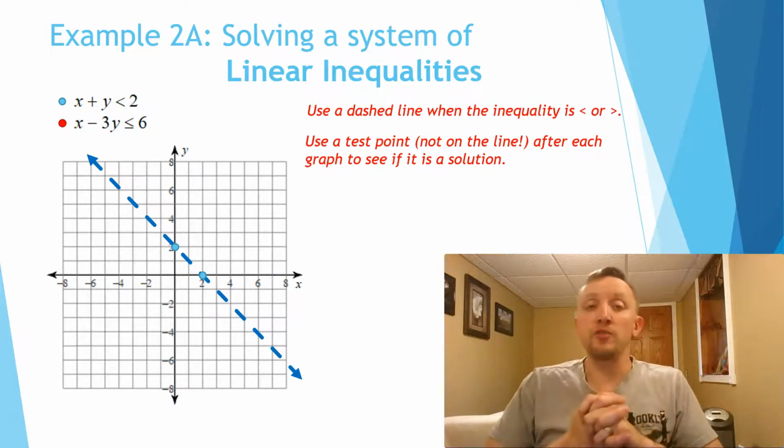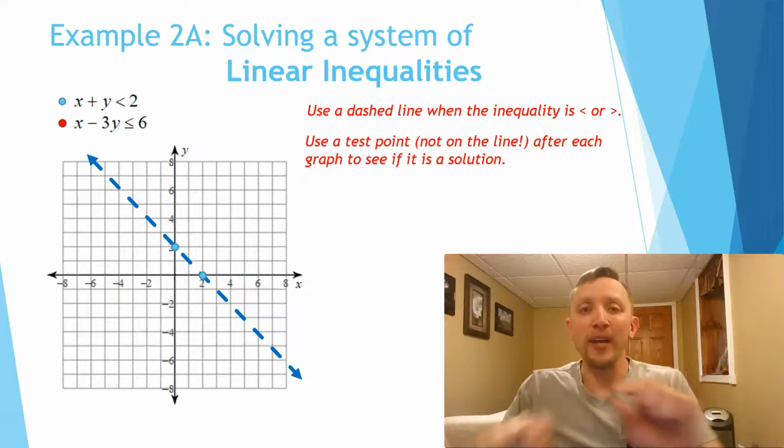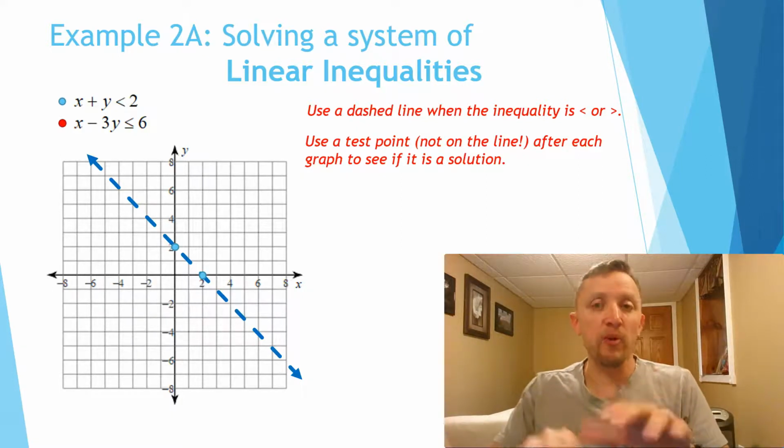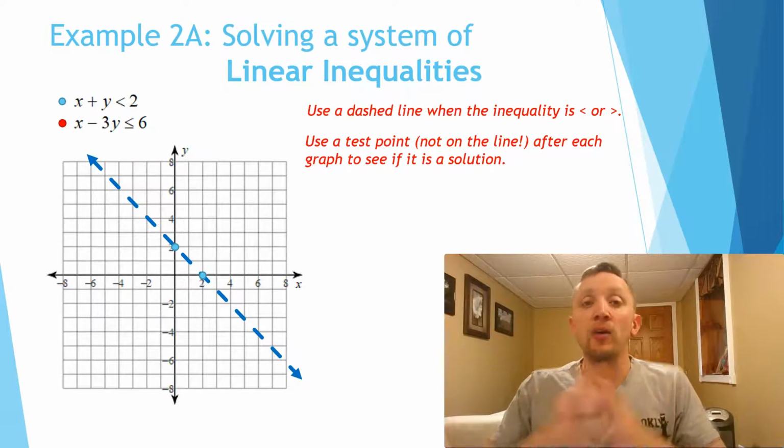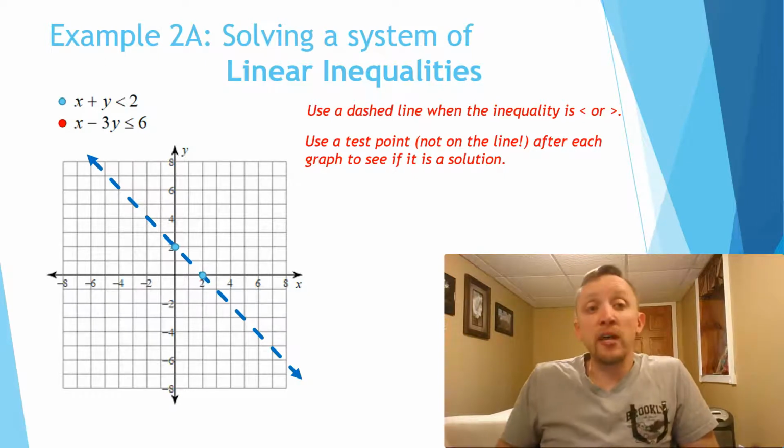Well, to figure that out, just use a test point. Pick any point not on the line. That's important. You can't pick a point that's on the line. So pick any point not on the line. Now the point 0, 0 oftentimes is a pretty easy point to use. So I'm going to use 0, 0.